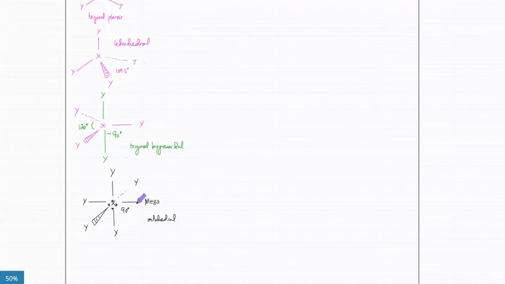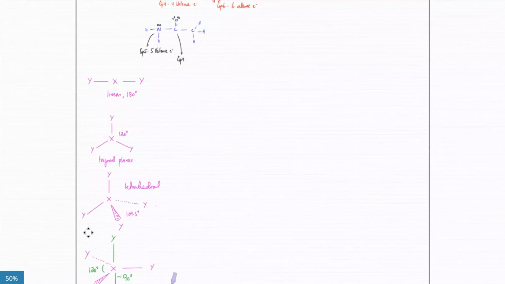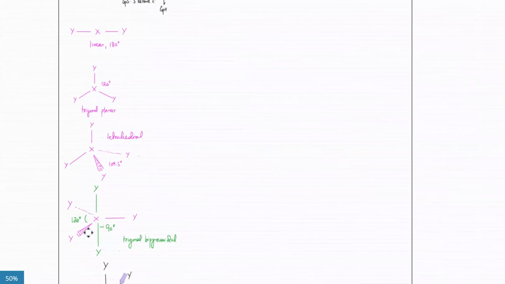And 6 bonds would be octahedral. One top, one bottom, one right side, one left, one behind it, one in front of it. So all the bonds, they hate each other. They try to repel each other, and they try to be as far away from each other as possible. Now, the thing is that there would be some derived shapes as well.